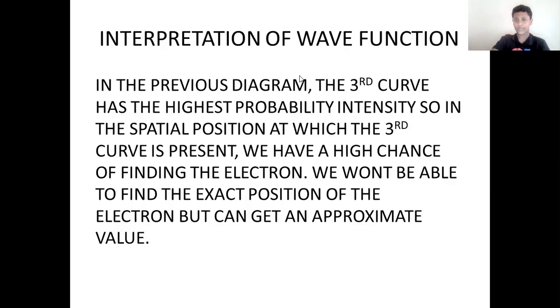So this is the interpretation of the wave function. In the previous diagram, the third curve has the highest probability intensity. So in the spatial position at which the third curve is present, we have a high chance of finding the electron. We won't be able to find the exact position of the electron, but we can get an approximate value. The reason we can't find the exact position of the electron is because we don't have an exact curve. It's only a probability.